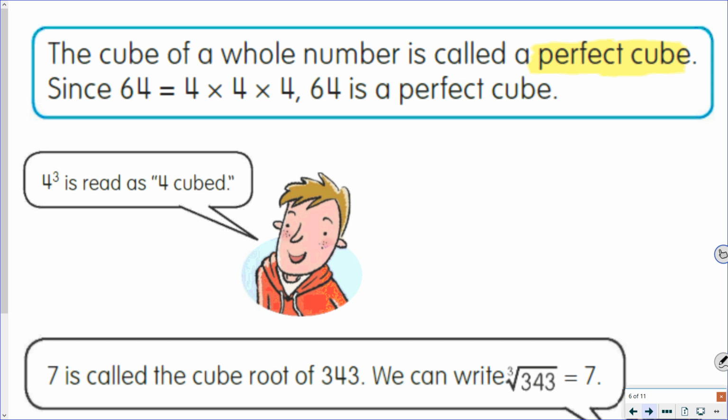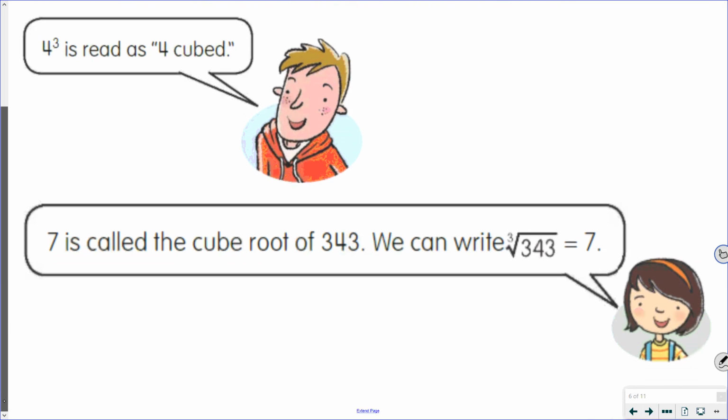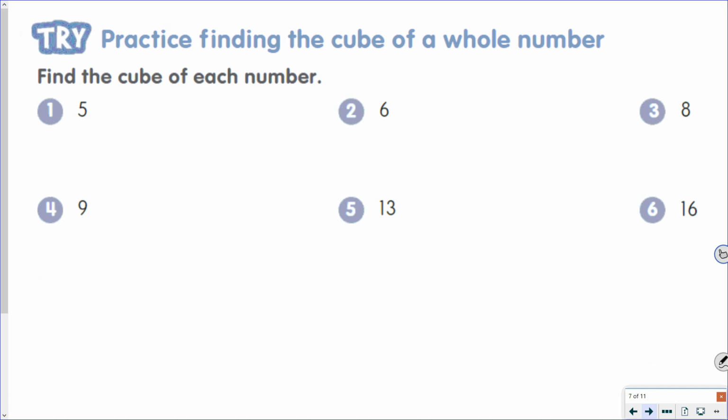So just like we have perfect squares, we do have perfect cubes. So the cube of a whole number is called a perfect cube. Since 64 is 4 times 4 times 4, 64 would be the perfect cube. We do read 4 to the third power as 4 cubed, or you could say 4 to the third or 4 to the third power. And then 7 would be the cube root of 343. So just that little bit of extra information there for you.